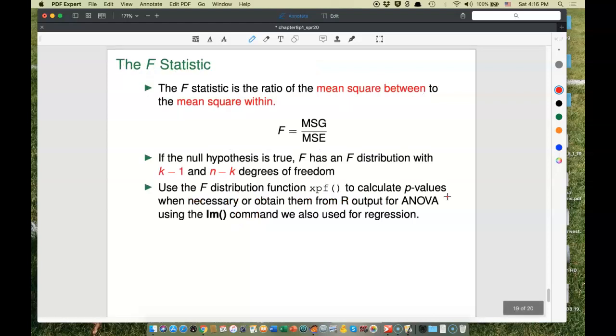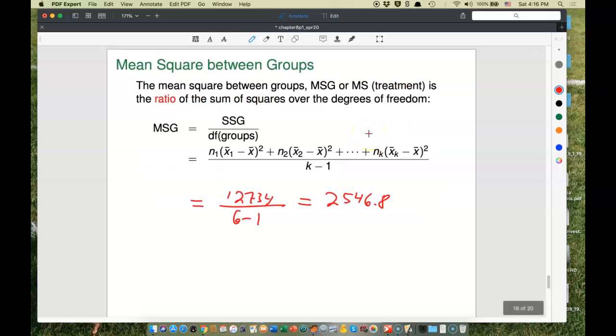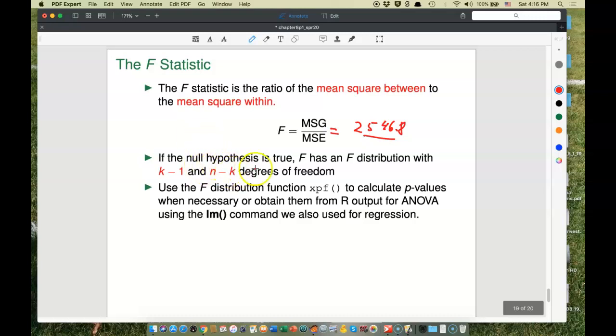So the F statistic says, well, let's look at that ratio. It's the ratio of the mean square between to the mean square within. So the MSG over MSE. So let's put in our numbers. So we had 2546.8, and then down below we have 44.6. And our ratio turns out to be 57.1.